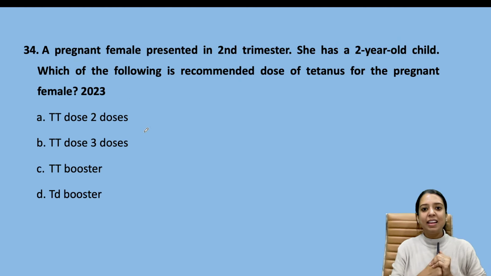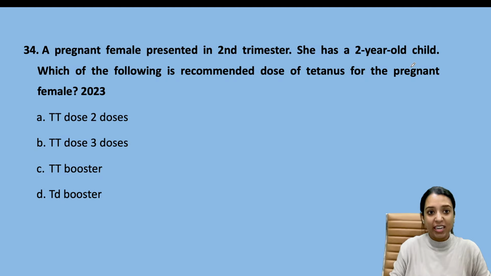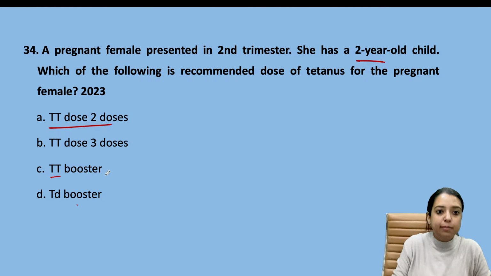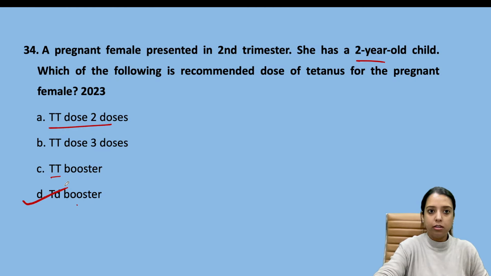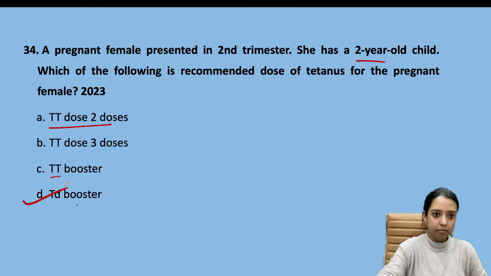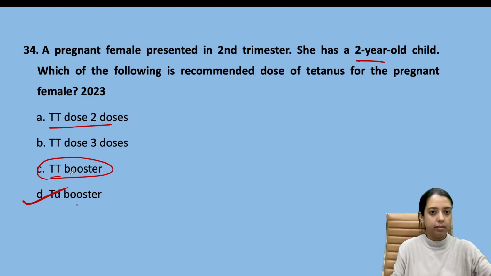A pregnant female in second trimester, she has a 2-year-old child, 2 year का. ठीक है. Which is the following recommended dose of tetanus for pregnant women? ठीक है. टीटी डोज 2, टीटी डोज 3, जैसे आंसर देखा, अरे टीटी डोज 2 लगा दिया. टीडी बूस्टर, या फिर आपने टीटी बूस्टर लगा दिया कि अच्छा 2 ईयर का बच्चा है बूस्टर देंगे, टीडी बूस्टर. If option is given, always Td booster. ठीक है. TT booster is not preferable now, right? देखा, वही किया ना, टीटी बूस्टर मार्क किया ना, टीडी बूस्टर.